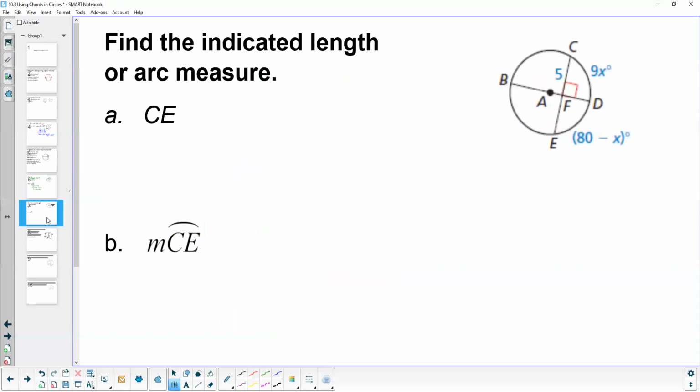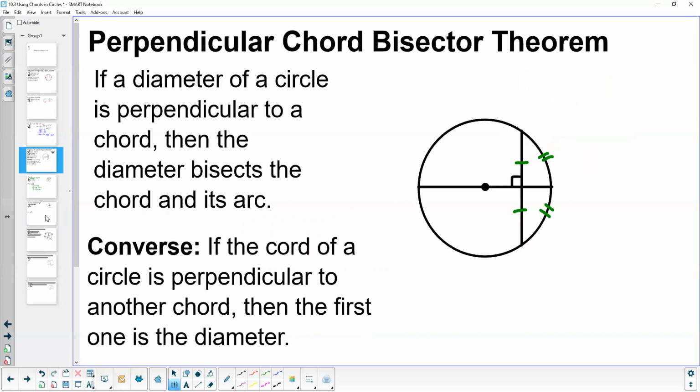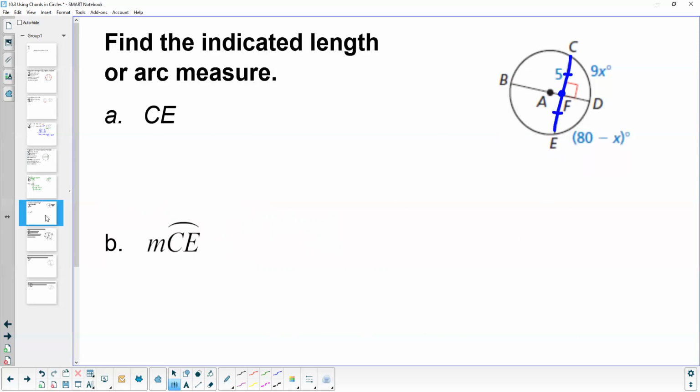So we want to find the indicated length or arc measure in this case. We want to figure out what the distance of CE is. That's referring to our chord here. Because BD is the diameter, it goes through the middle of our circle and it goes from one side of the circle to the other. And because the diameter is perpendicular to our chord CE, that means that from C to F, which is this point in the middle, and from F to E is going to be congruent by our perpendicular chord bisector theorem. So because those are congruent, if CF is 5, then FE is 5, meaning that CE is going to be 5 plus 5, or 10.